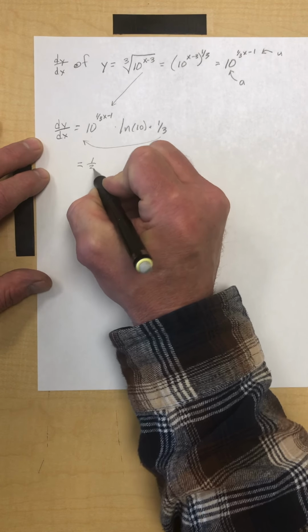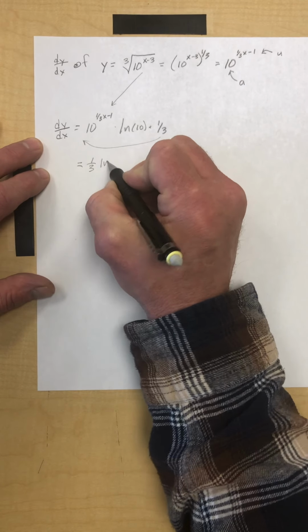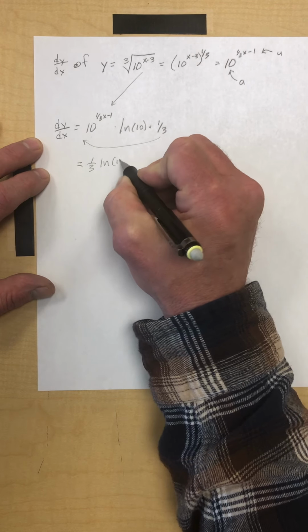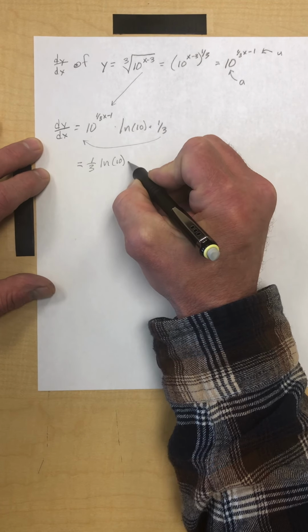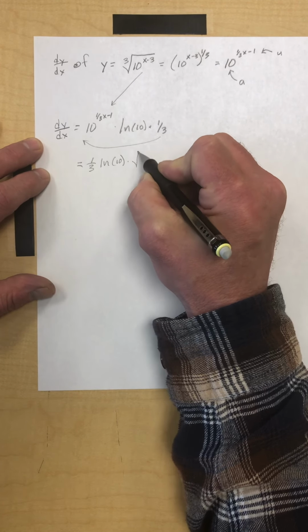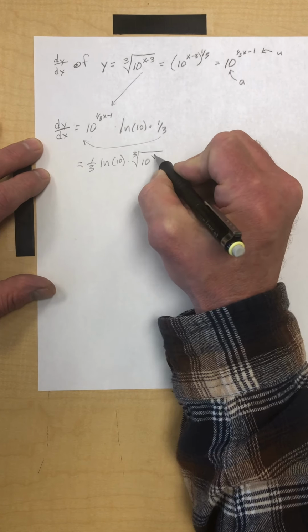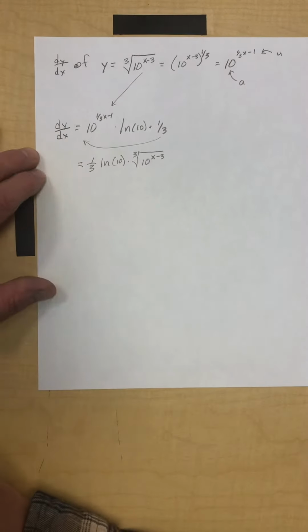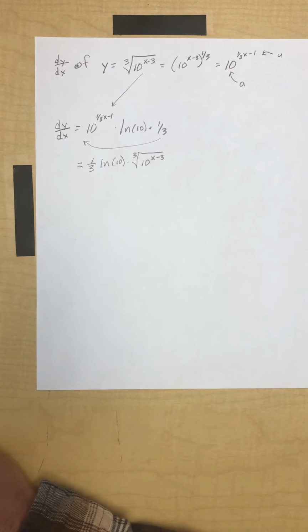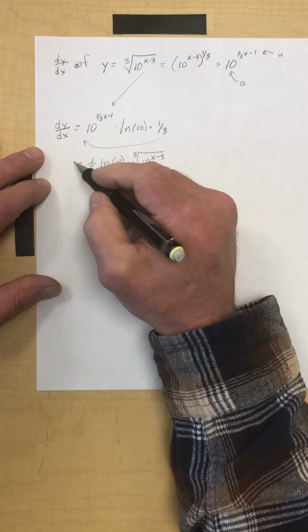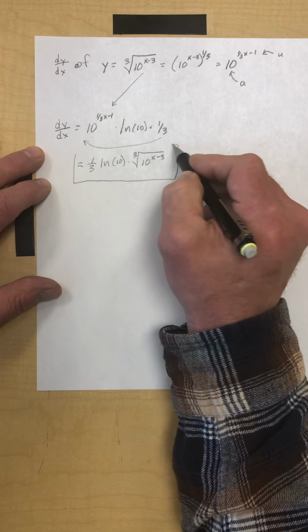Okay, so I get 1/3 natural log of 10, times the cubed root of 10 to the x minus 3rd power. And I would say that that's a good form here. We could leave it that way if you wanted to.